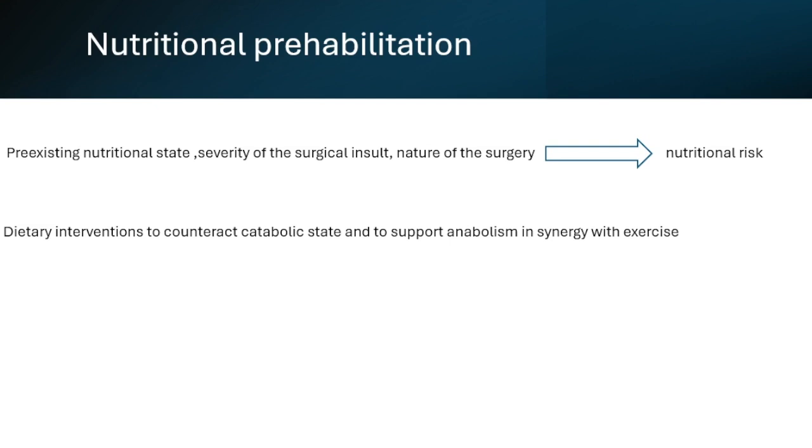Okay. Now for these patients, it's very important to improve their nutritional state. To start with, they might be malnourished with a poor nutritional state, and they are subjected to surgical insult, the nature of the surgery. All that will lead to a catabolic state. So now you have to counteract this catabolic state to support anabolism in synergy with exercise. Next slide.